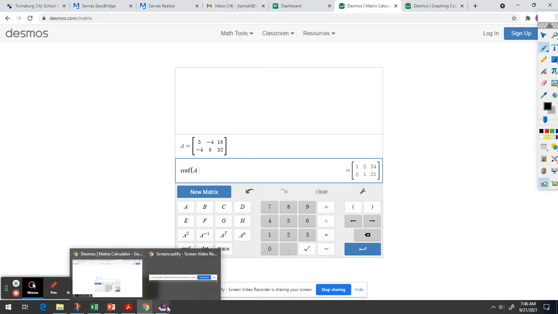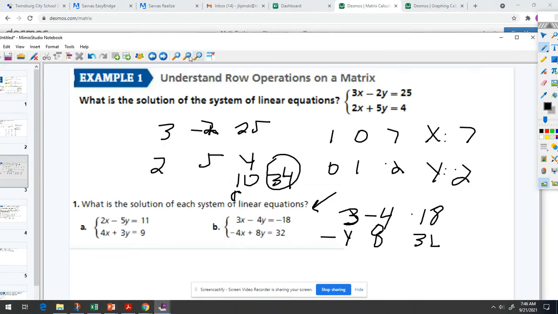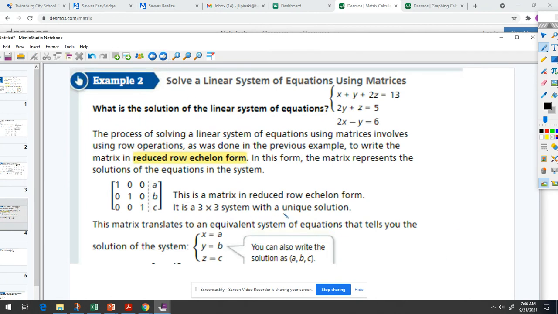As you do these, again, it's just using technology and really understanding how to do that. So here's reduced row echelon form, where it gives me my answer. When you have this solution, and this is important, I would write this down.